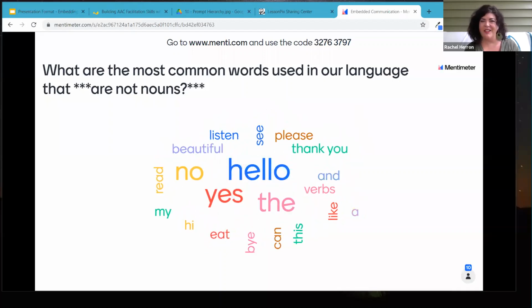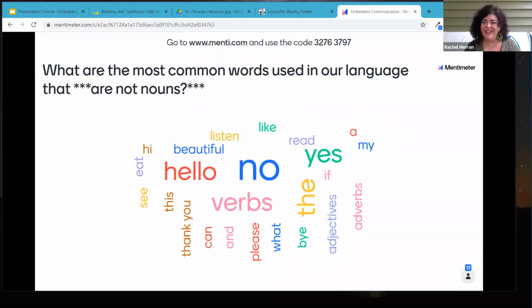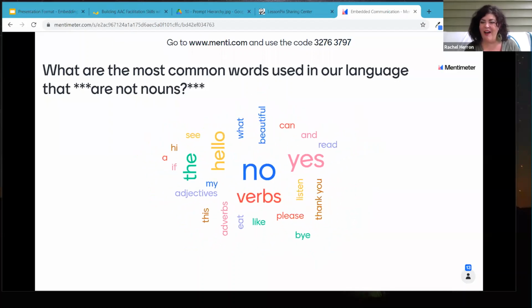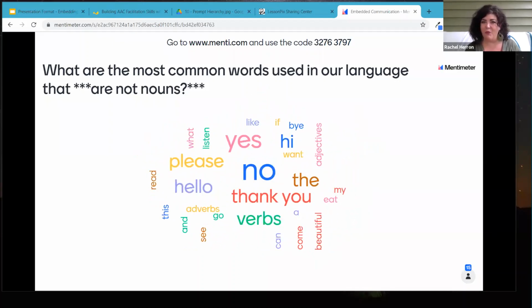All right, we're seeing these roll in. This is a free tool that we love to use. We love to use it.